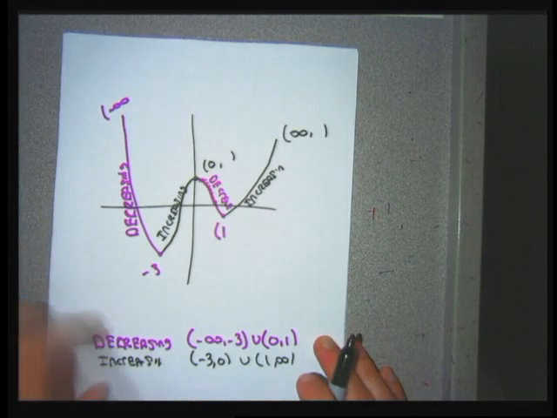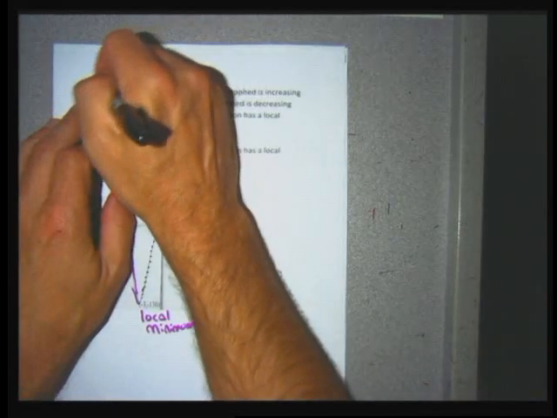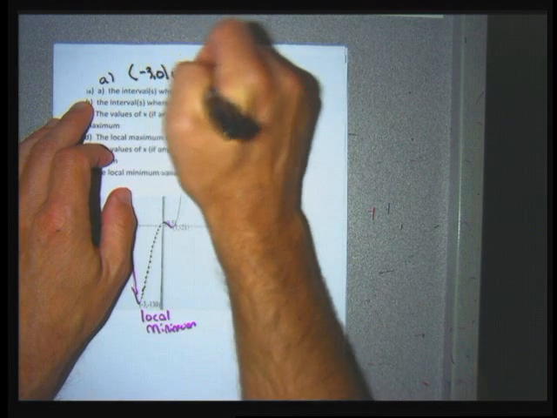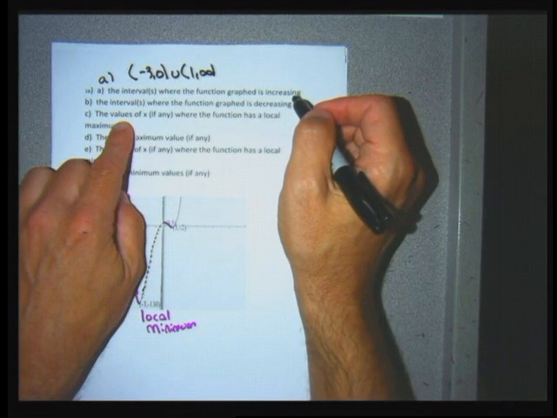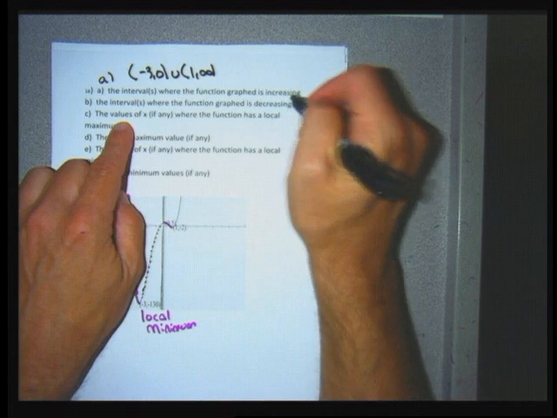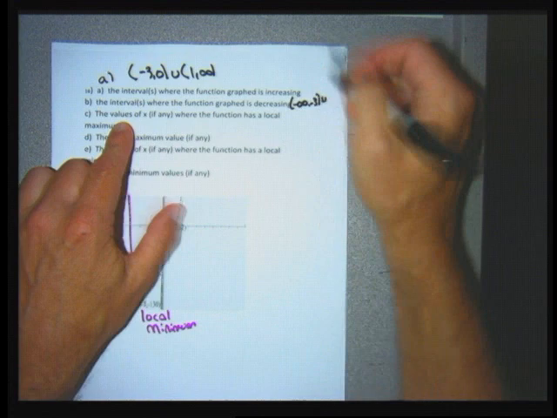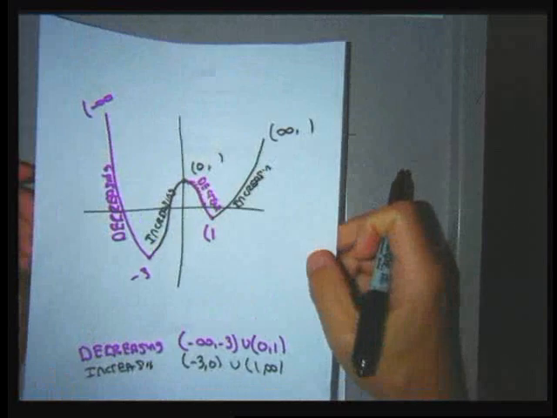I'm going to take these and put them in my answer now. So for my answer to part A, the function is increasing from negative 3 to 0, union 1 to infinity. And for part B, the graph is decreasing in the interval from negative infinity to negative 3, union 1 to infinity. And I completely just copied those from this sheet where I broke the graph up a little bit.